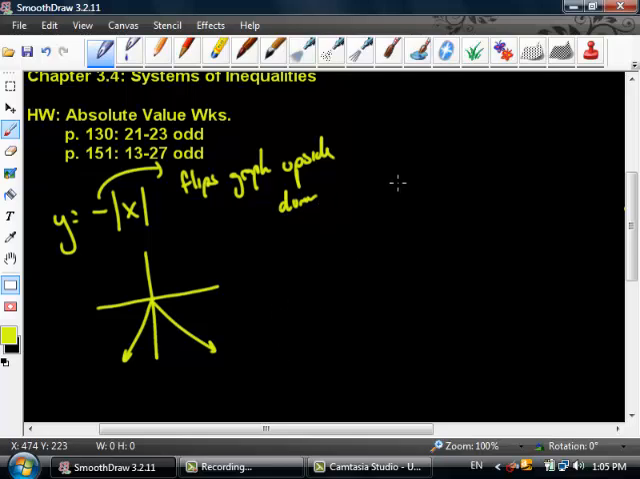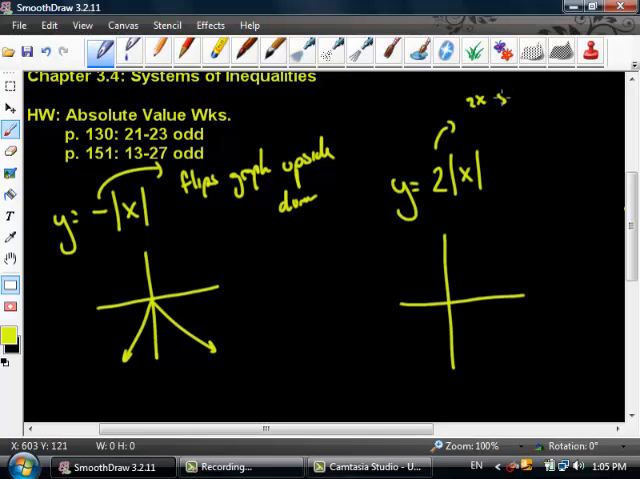Take a guess. What happens to this function, 2 times the absolute value of x? What's going to happen to 2 times the absolute value of x? Javad. It's skinnier by how much? Twice as skinny. Oops, 2 times skinny. So this is going to shoot up a little bit faster because it's growing twice as fast, right? If I plugged in 100, it's now 200, right?